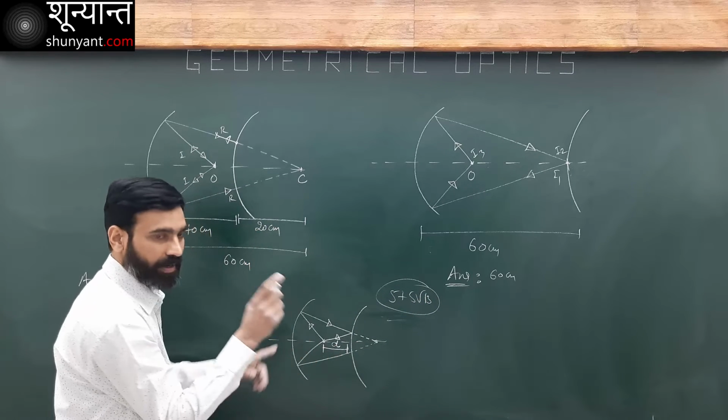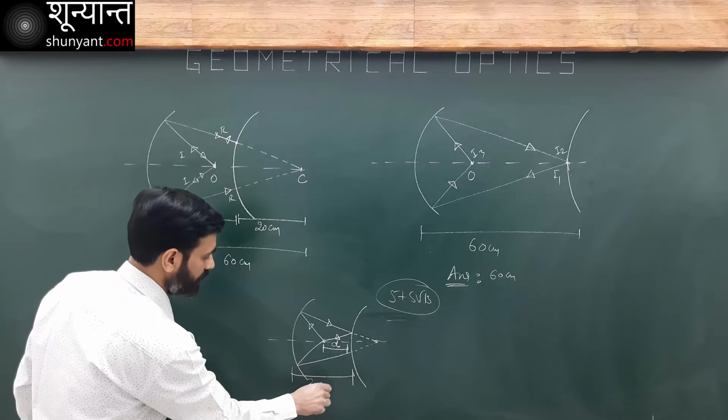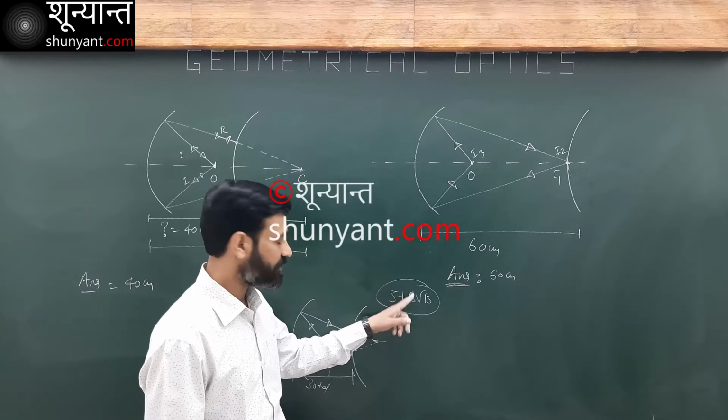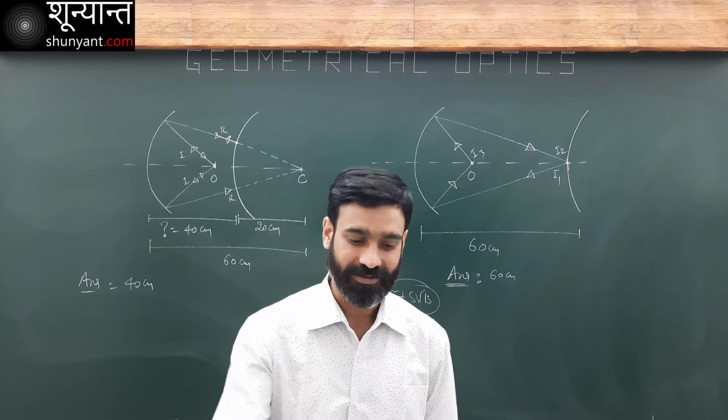Then, but I have to find the separation. So this separation will be equal to 30 plus D. So my answer will be 30 plus 5, 35 plus 5 root 13. That will be my answer. I hope that you are able to make this correction.